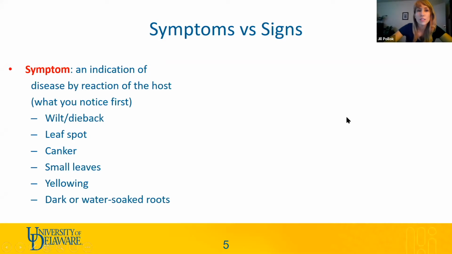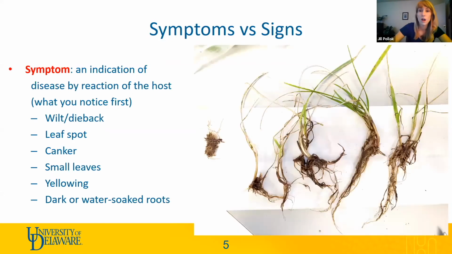It's important to distinguish in plant pathology symptoms versus signs. Symptoms are the first thing you're going to see if you have a plant problem. It's an indication of disease by a reaction of the host. So what you notice, like my plant's wilting, I have a leaf spot, a canker, the leaves are small, they're yellow, chlorotic, the roots could be dark. So these are the symptoms. This is a picture of fescue with Rhizoctonia root rot, and those are the symptoms, the dark roots.